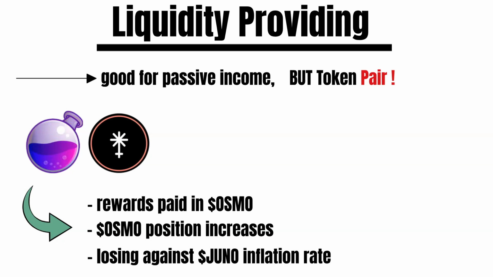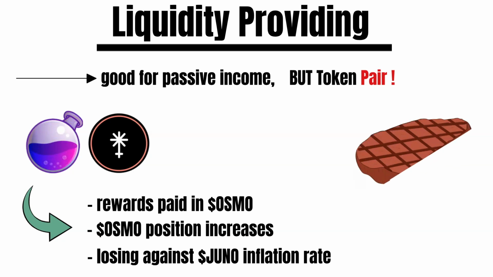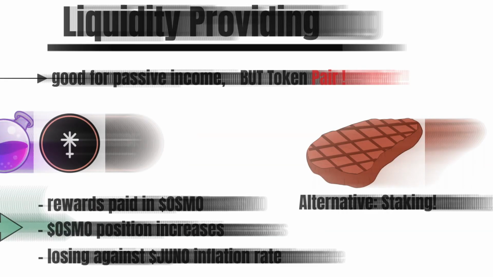When providing liquidity, you must ask yourself to which asset you want to get exposure to. If you want to hold Juno but have more exposure to Osmo, providing liquidity for Juno and Osmo is an excellent strategy. But if you want equal exposure to both Osmo and Juno, staking is most likely the better choice.